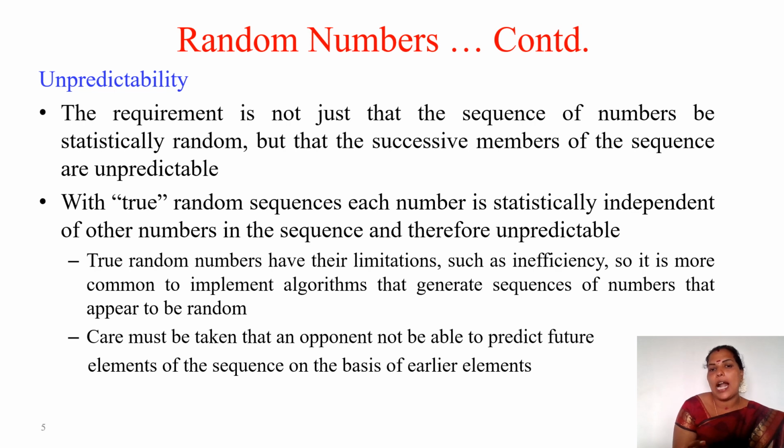True random numbers have limitations such as inefficiency. So it is more common to implement algorithms that generate sequences of numbers that appear to be random, and we have to take care that the opponent is not able to predict the future elements of the sequence on the basis of the earlier elements.